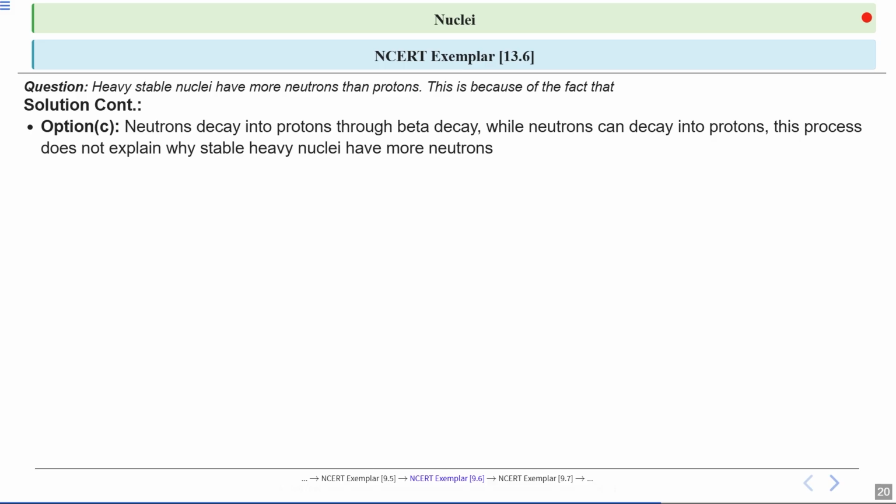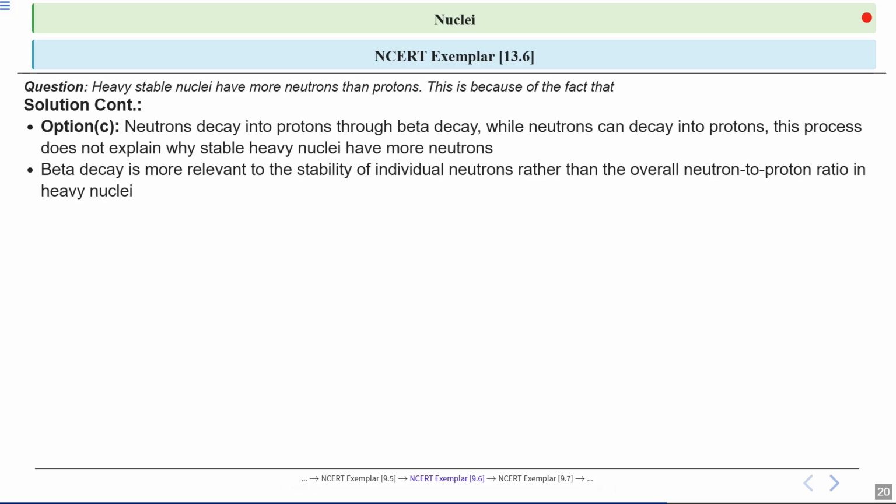So option C states that neutrons decay into protons through beta decay. While neutrons can decay into protons, this process does not explain why stable heavy nuclei have more neutrons. Beta decay is more relevant to the stability of individual neutrons rather than the overall neutron to proton ratio in heavy nuclei. Beta decay converts neutrons to protons, but this doesn't explain the neutron excess in stable heavy nuclei.